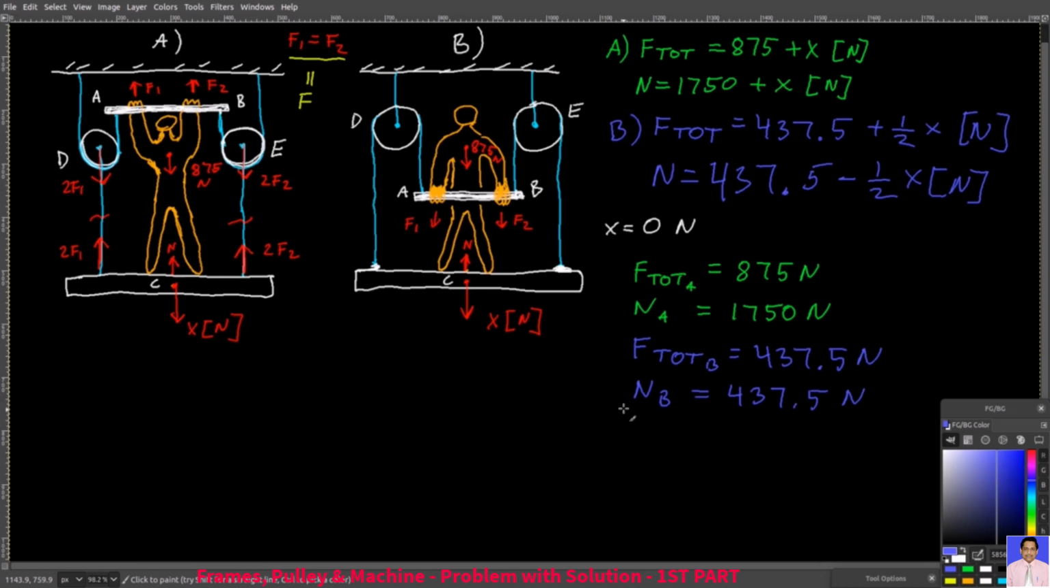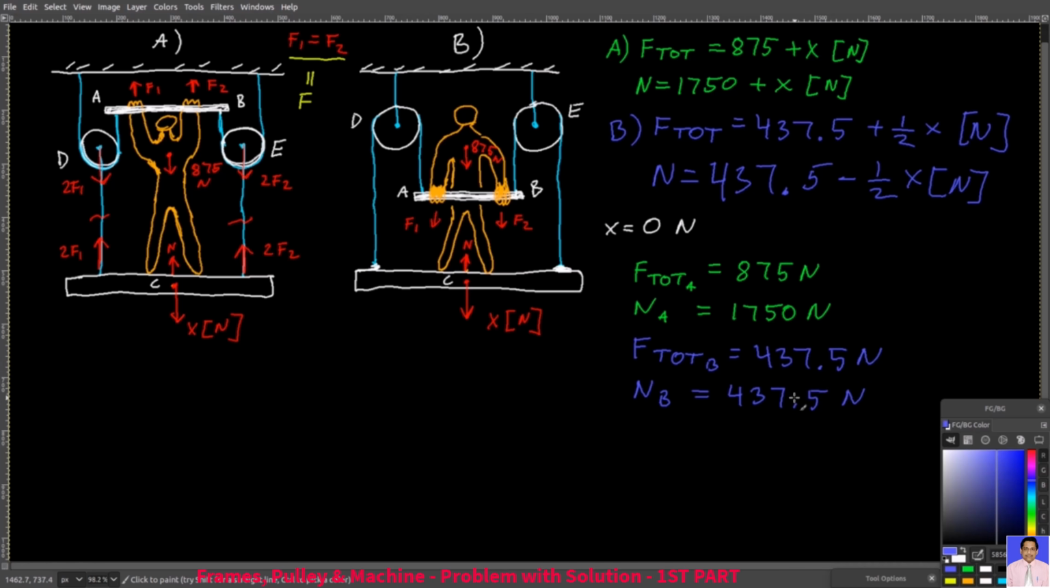So, in case A, the guy needs to apply the total force upwards that is equal to his own weight, and then the normal force that his body experiences is 2 times his weight, because 875 times 2 is 1750. In case of B, he only needs to apply a downward force which is half of his weight. So 875 over 2 is 437.5 newtons. Also, the normal force is half of his weight.